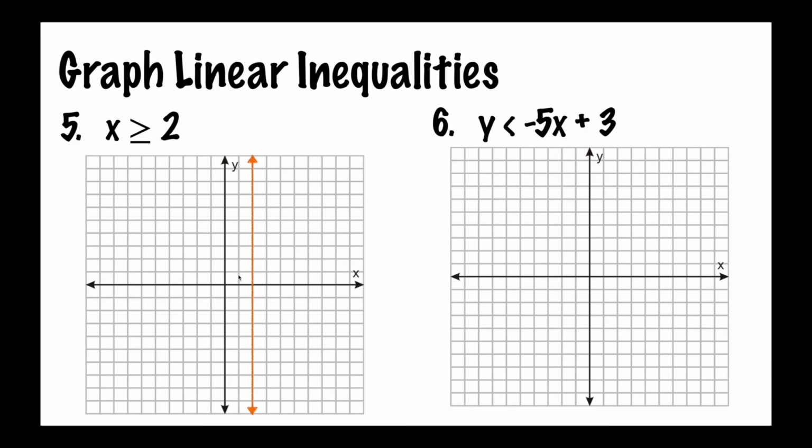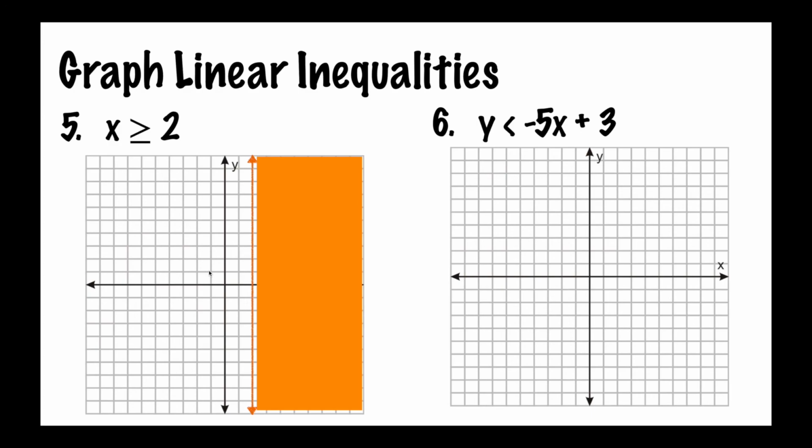If I tested 0, 0 here, I'm expecting it to be false because I think this is the side that I'm shading. If I plugged in 0, 0, I would plug in a 0 for x. There's no y to plug it into. So I would have 0 is greater than or equal to 2. Well, that is false. So that means that this side should not be shaded, which means just the right side of the line gets shaded.